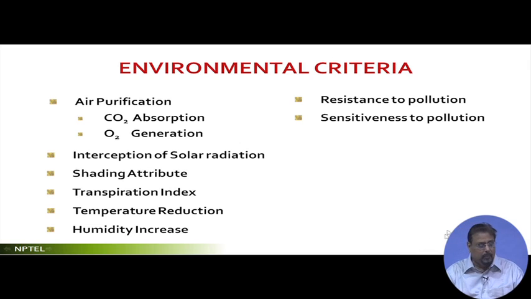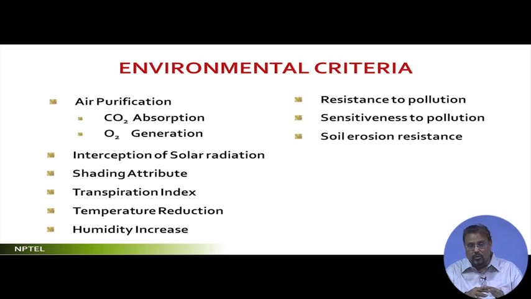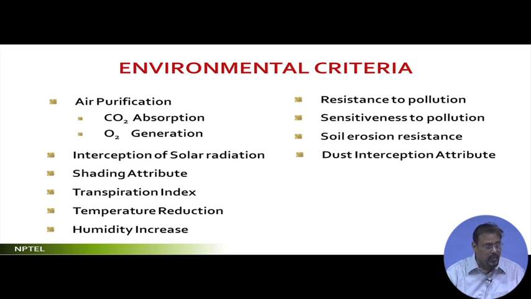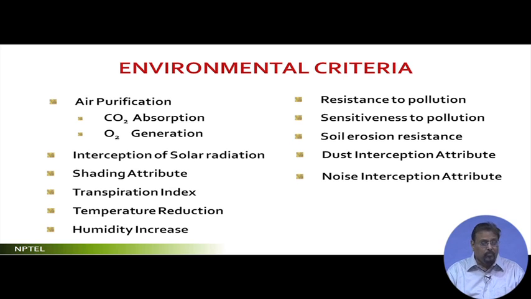I'll be citing some. Soil erosion resistance: the area which is susceptible to erosion due to the wind as well as water erosion, whether the tree has any capability of resisting that. Dust interception attributes, and then noise interception attributes. I'll go into the details when I come to the different attributes of it.